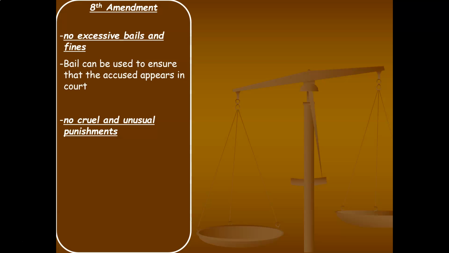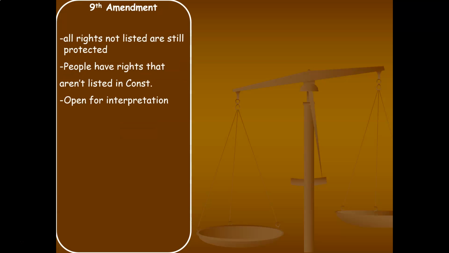All right, the Eighth Amendment means no excessive bails and fines. Bail can be used to ensure that the accused appears in court, which is generally its importance. And then no cruel and unusual punishments. Basically, the punishment fits the crime, so they're not giving you a punishment that is not fair. Pretty self-explanatory.